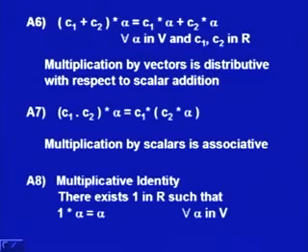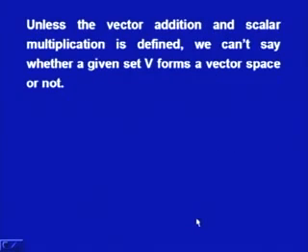Last property is multiplicative identity, that there exists 1 in R such that 1 star alpha is equal to alpha for all alpha in V. So there has to be a scalar 1 in R which when multiplied by alpha remains unchanged. So this property has to be there, and when all these properties are satisfied from A1 to A8, then we say that we have a vector space.